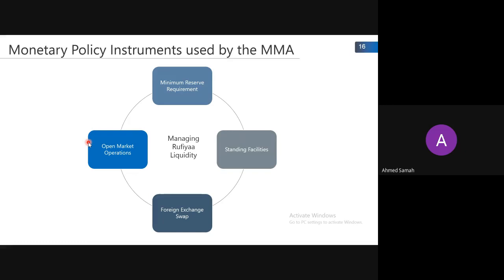The MMA can also do the reverse. If they want, they can invest it back in the securities. Because we have excess rupiah in the market, open market operations reduce the money supply. And if we want to increase the money supply, we will be buying securities from commercial banks, and the MMA gives them rupiah. They will use the rupiah to lend to the market and boost the economy.